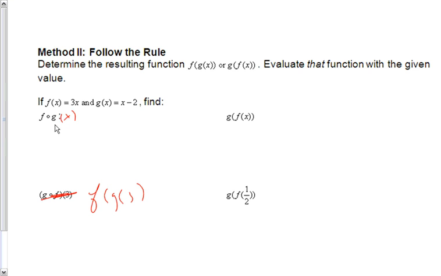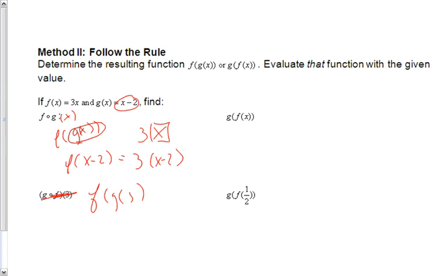Well, let's look. F of g of x looks like that. This right here is just that right there. So it's just f of x minus 2. We did that before. Wherever I see it's 3x, I'm going to replace this x with what is inside, which is 3 times x minus 2, which is 3x minus 6. Notice how it's a function, or it's a formula when we're done.